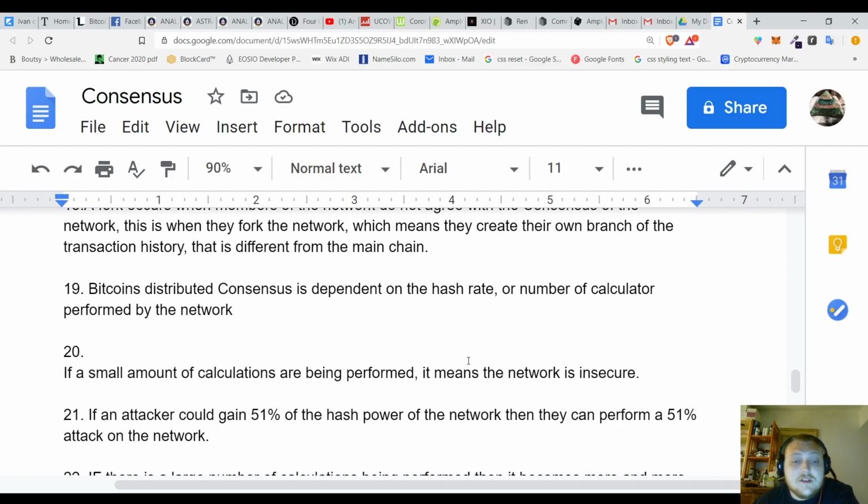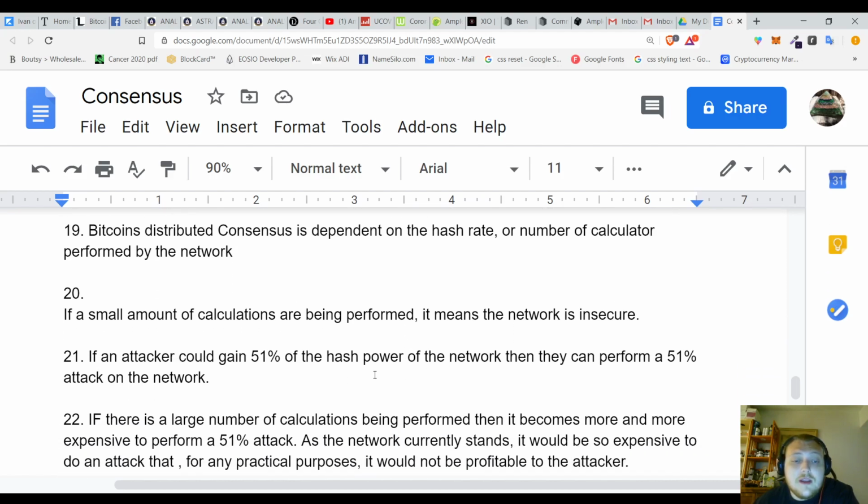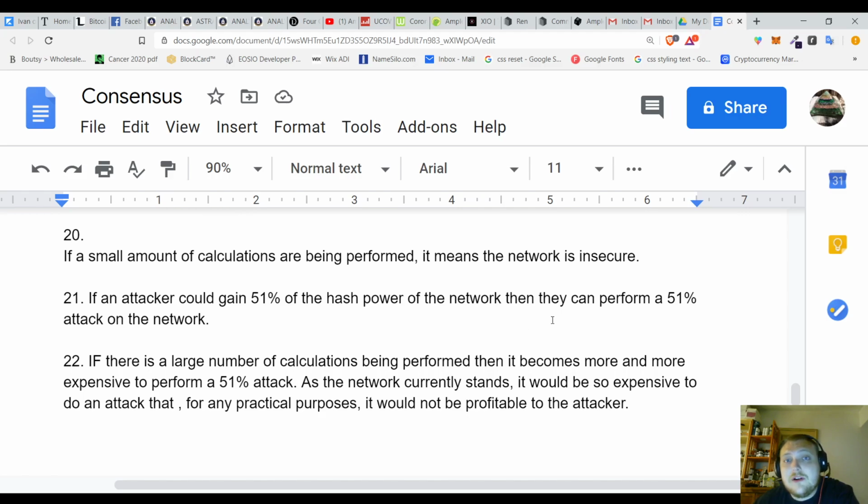Bitcoin's distributed consensus is dependent on the hash rate, or number of calculations performed by the network. If a small amount of calculations are being performed, it means the network is insecure. If an attacker could gain 51% hash power of the network, then they could perform a 51% attack on the network. And I mean, with Bitcoin, you don't really have to worry about this because the network is so huge, but in some of the smaller proof of work coins, it is highly possible that something like this could happen.